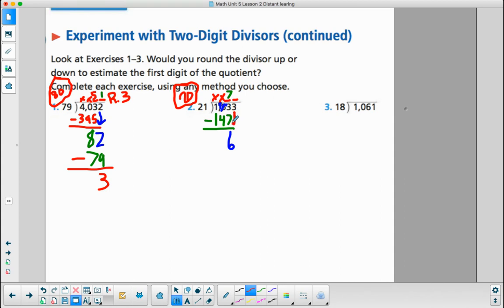Bring down my 3 to say I now have 63 divided by 21. I don't know how many 21s are in 63, so I'm going to use my rounded divisor of 20. How many 2s are there in 6? There are 3, so there's 3 20s in 63. So there's probably 3 21s in 63. And guess what? 3 multiplied by 1 is 3. 3 multiplied by 2 is 6. Good old distributive property lets me do that. And subtract gives me 0. Makes me think I made a mistake over here having a remainder.